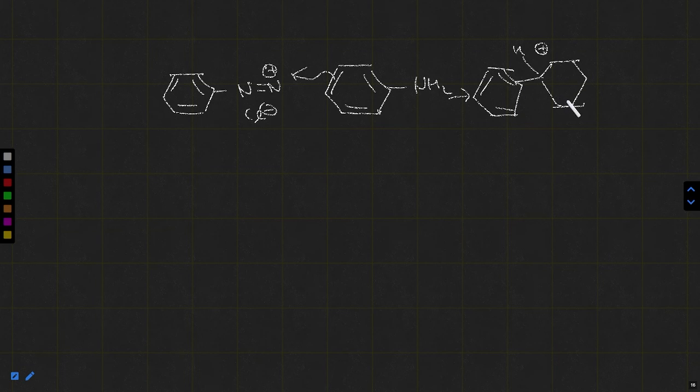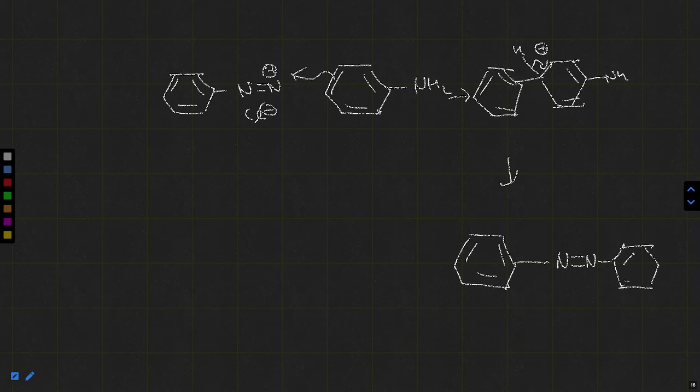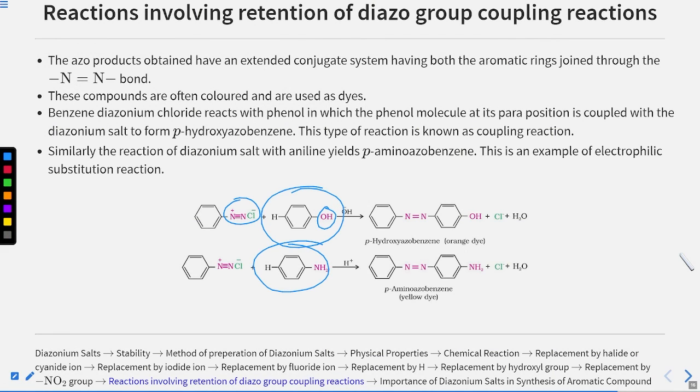Next, what will happen? We have NH2. Again, this H will leave and you will get your coupled product. We have coupled both rings. Now both of these have some functionality which is very unique.